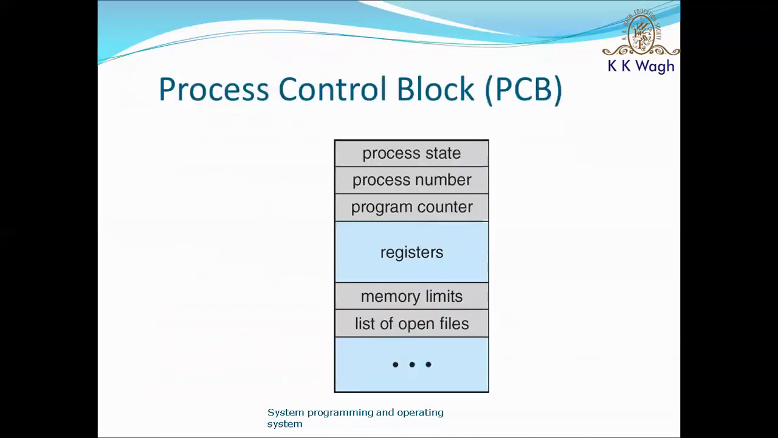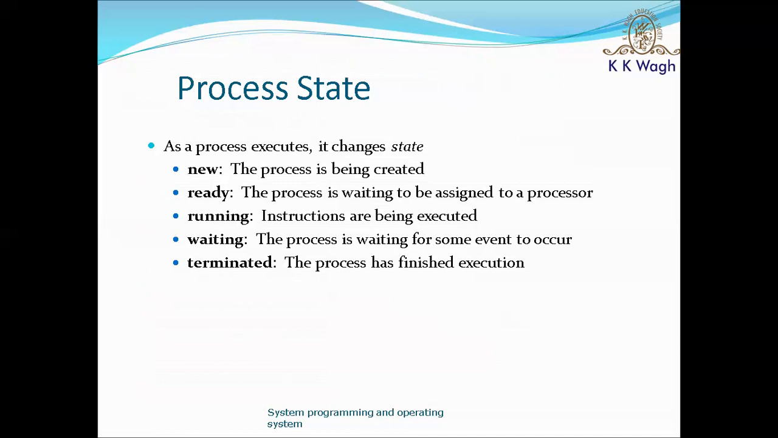Here is a figure which indicates how the process control block is denoted. The same information is denoted in the block. Here is the process state. The process state includes new, ready, running, waiting, and terminated. Basically, the process state is used by an operating system to simplify process scheduling.